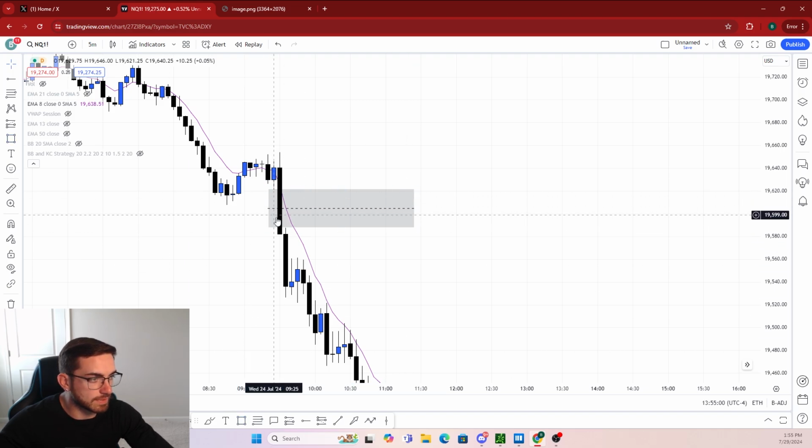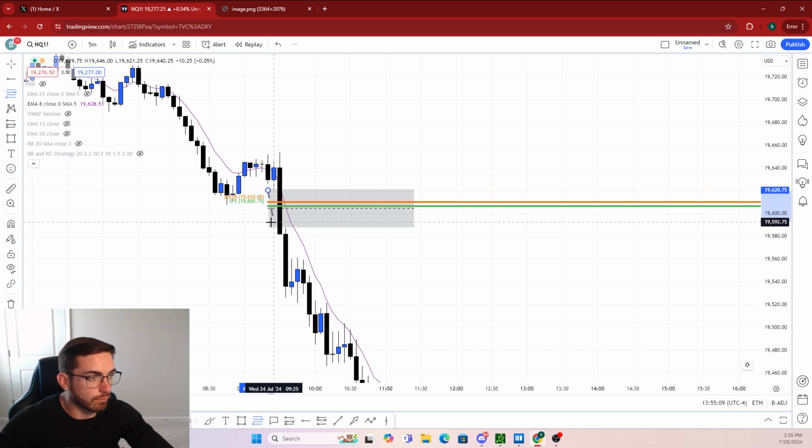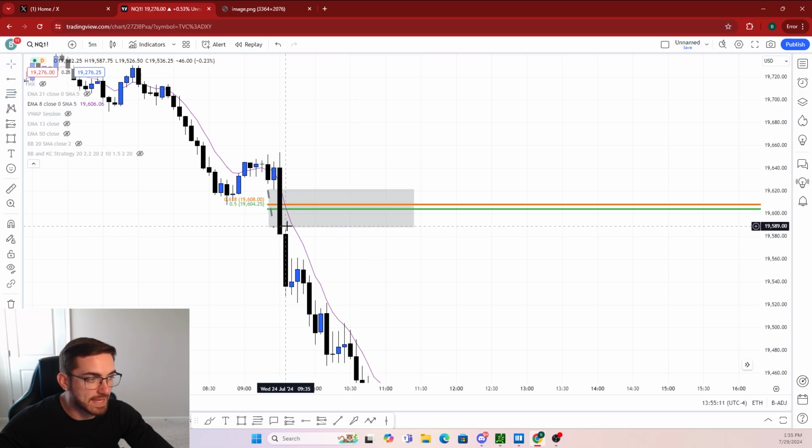There we go. Once we ended up getting this fair value gap right here, we can see that the 8 EMA was still inside of that fair value gap. So we could look for price to go into that 8 EMA and end up reacting off of it, because then at that point we'll have confluence of the 8 EMA being inside of the bearish fair value gap. And that just sets up for a higher probability trade.